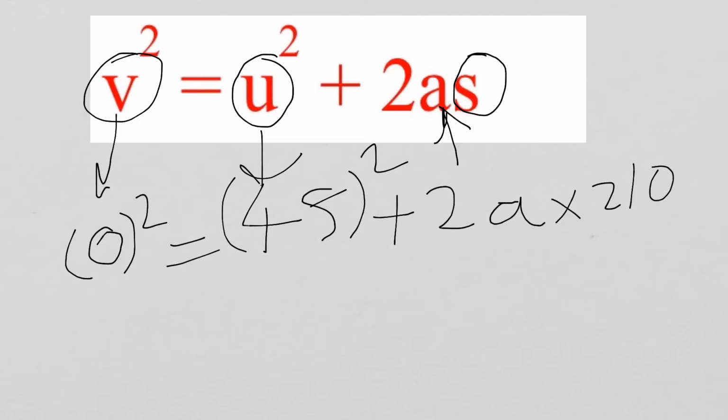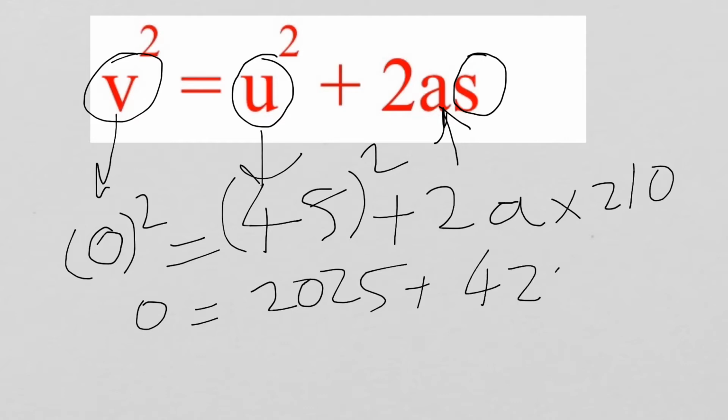So here we will solve this. 0 equals 45 into 45, that will come 2025, plus 2a into s. So 2 into 210 will come 420 into a. So now we can write on the next page. So minus 2025, we will bring it on this side, equals 420a.